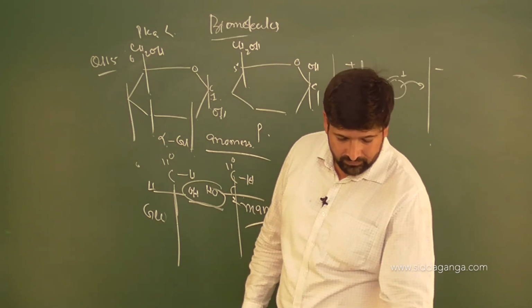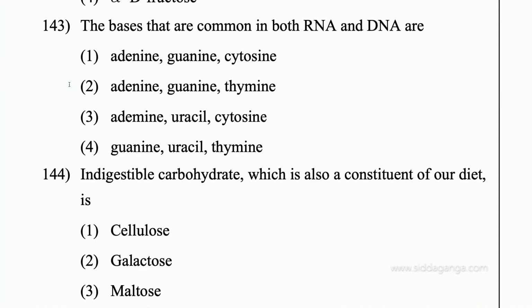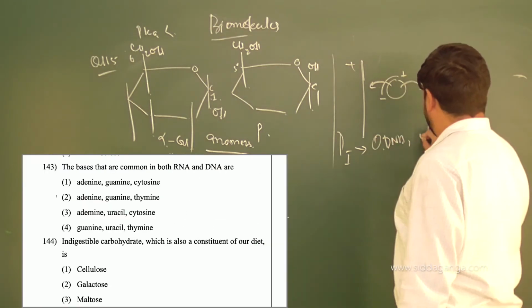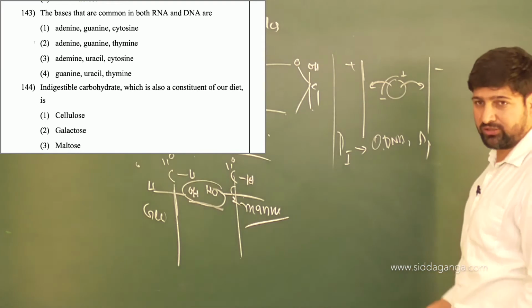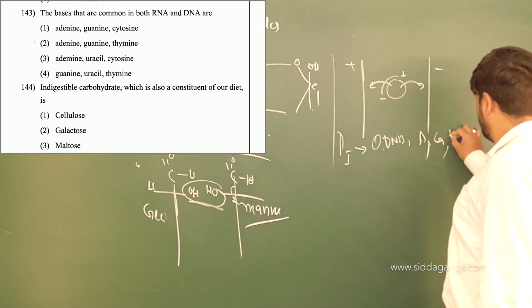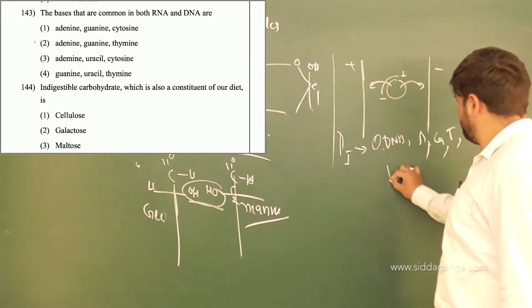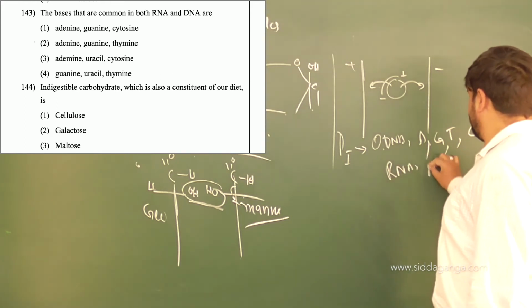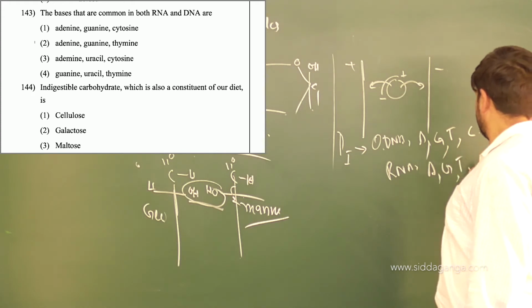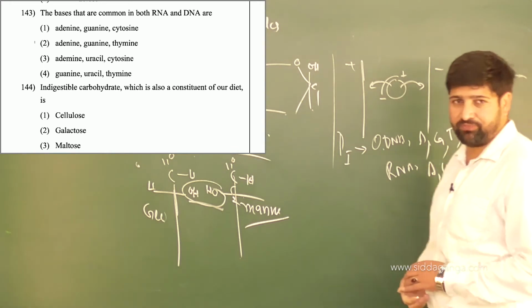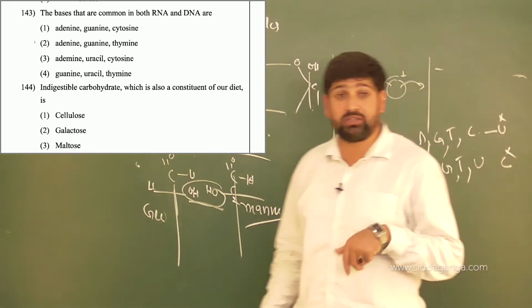Question number 143. The bases that are common in both RNA and DNA. Simple thing. In DNA, what are the bases? We have adenine, guanine, thymine, and cytosine, but there is no uracil. In RNA, we have adenine, guanine, cytosine, and instead of thymine, there is uracil. Have a look at the bases that are common in both RNA and DNA.